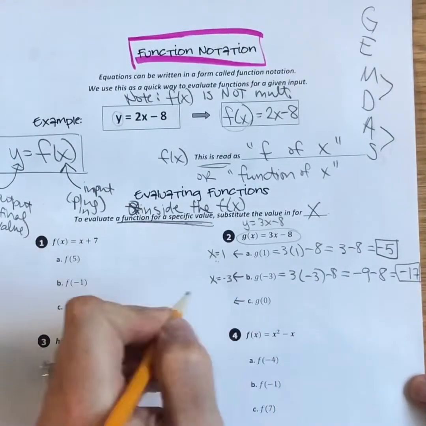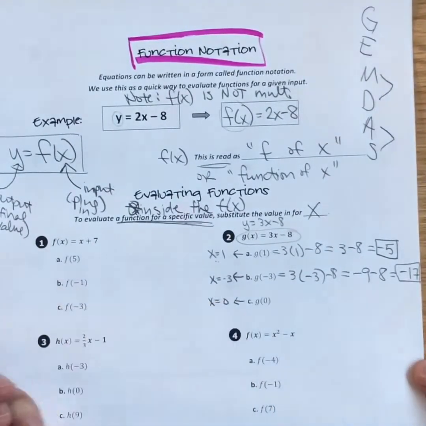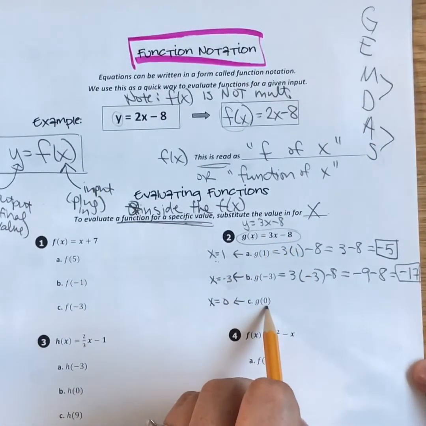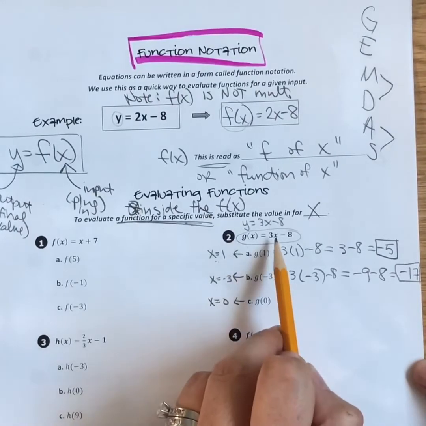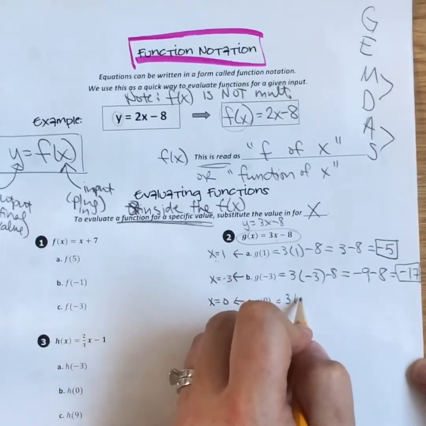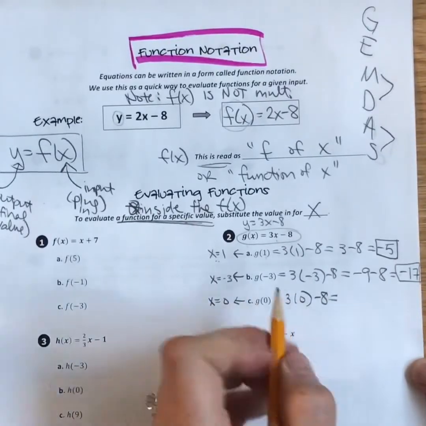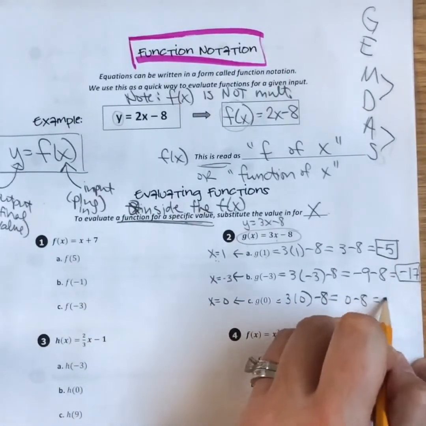So then for part C, we're going to plug in x is 0 this time, but we're still going to use that 3x minus 8, but this time we're plugging in the input of 0. So it becomes 3 times 0 minus 8. Well, we know multiplication, 3 times 0 is 0 minus 8 is just negative 8.